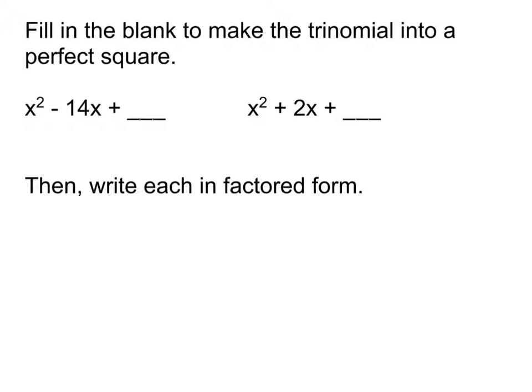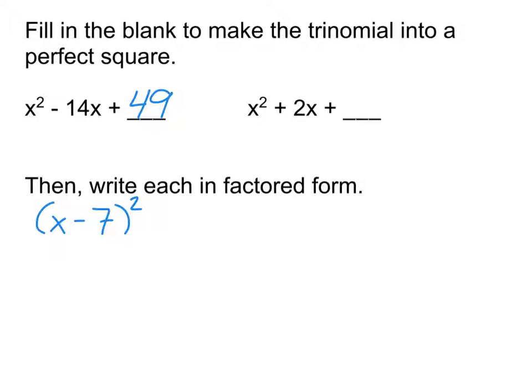All right, so for these, for the first one, you should be filling the blank with 49. And when we write it in factored form, that should be x minus 7 squared. Now, if you're unsure how to get the 49, I started by figuring out that negative 14 divided by 2 was the negative 7. And then I squared the negative 7 to get the 49.